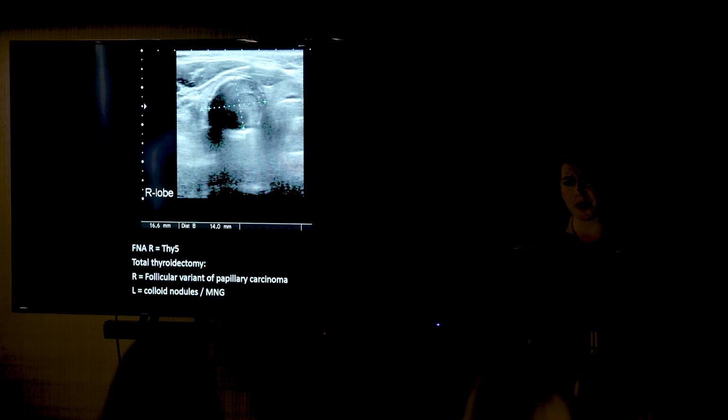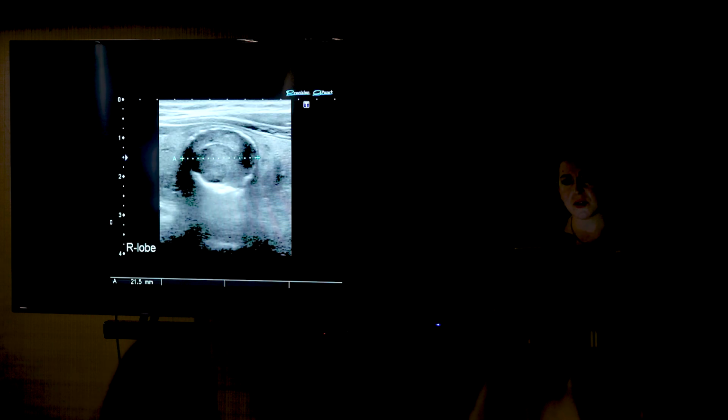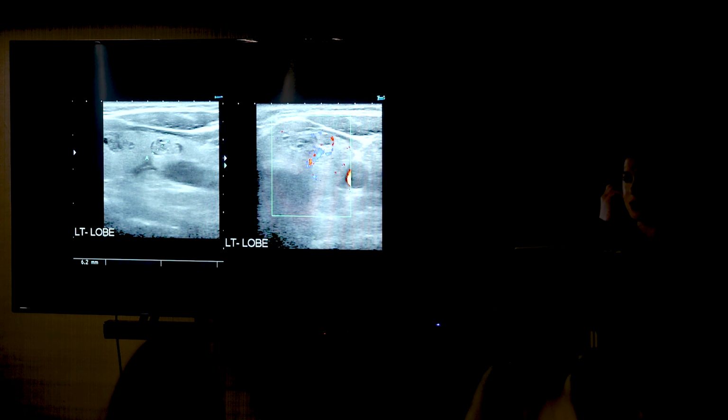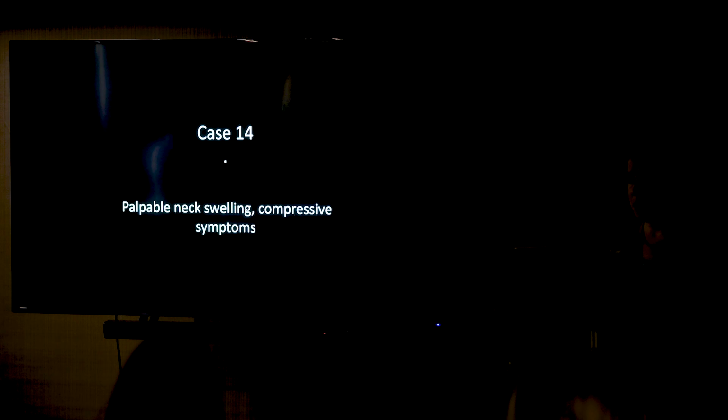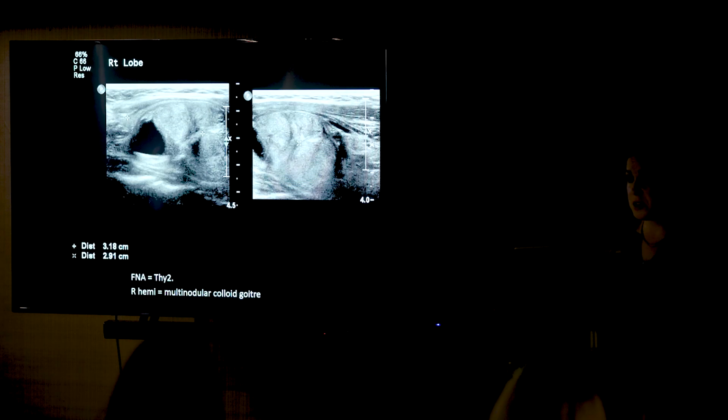This one was the calcified one, but hypoechoic within. This was a Thy5, total thyroidectomy showed a follicular variant of papillary carcinoma. And those nodules on the left, because they had a completion left hemi, they were just colloid nodules, so nothing to stress about there. Small, but spongiform looking. I think I skipped through this one, but that's just a benign follicular adenoma. This is just a benign colloid goiter, this one. So they look very similar.